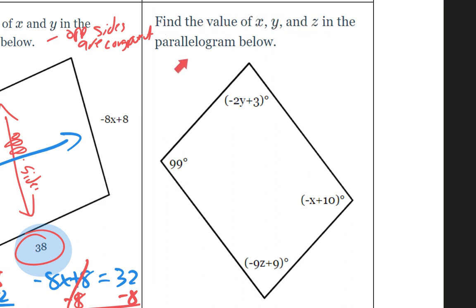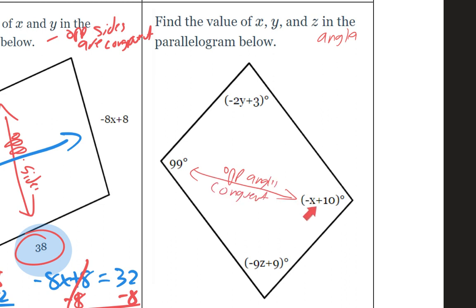Let's go to X, Y, and Z in this parallelogram. Does that look undoable? No, of course it's not undoable. What do we know about these? Are these sides or angles? These are all angles, and we know that these opposite angles are congruent.